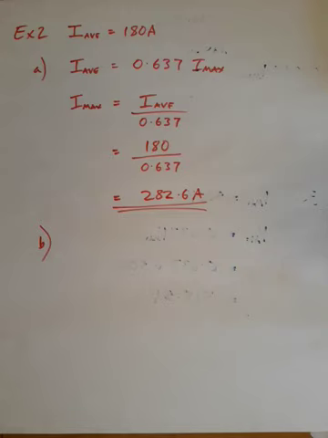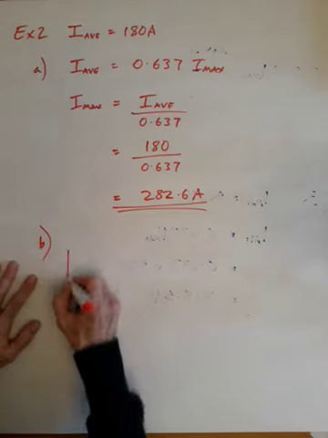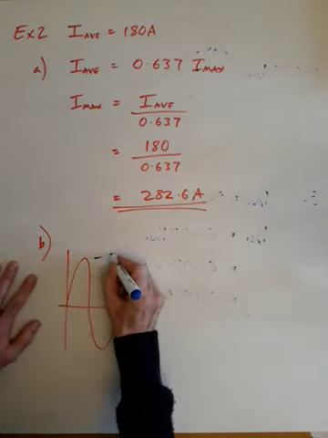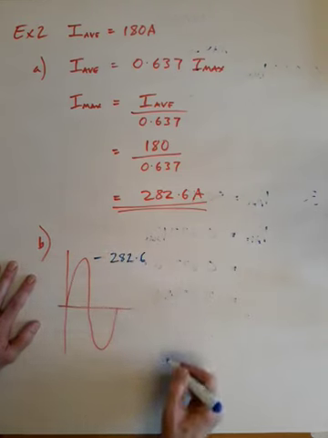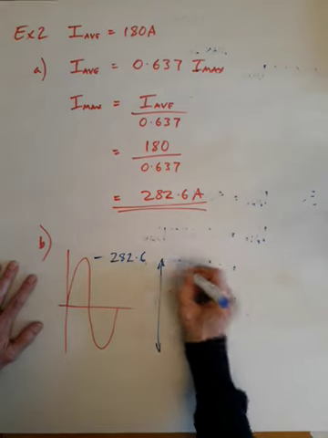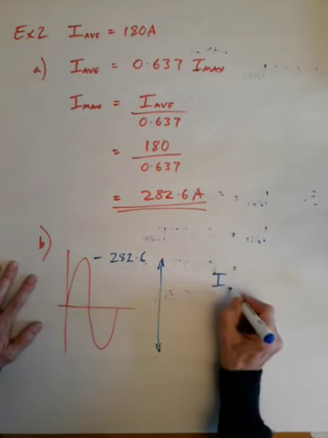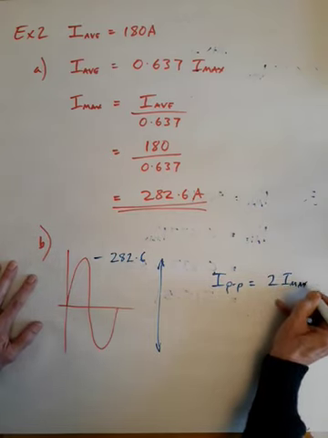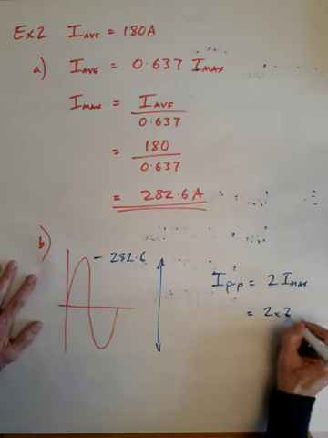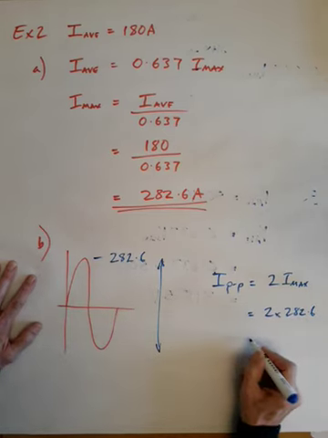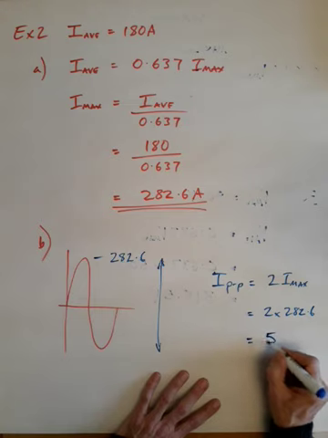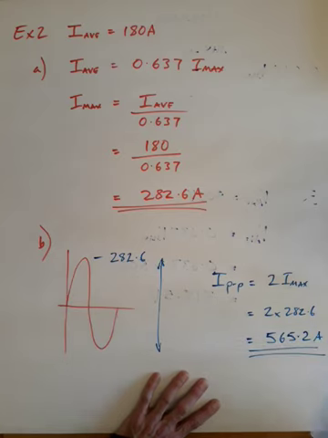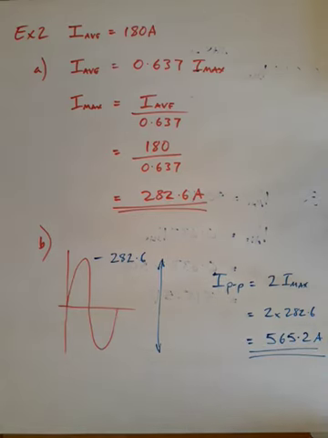Part B, almost identical to what we did under the RMS questions. I think it asks for the peak to peak. So here's your waveform, and we've got 282.6. So peak to peak is that. So I peak to peak is 2 times Imax, 2 times 282.6, and that comes to 565.2 amps.